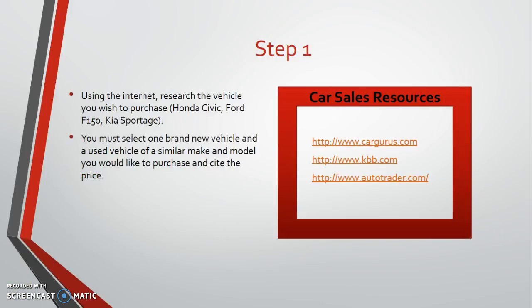Alright, step 1. Using the internet, research the vehicle you wish to purchase. You must select one brand new vehicle and one used vehicle of a similar make and model that you would like to purchase and cite the price. I have provided a few links to get you started with your car search. You can also go directly to the dealership's website for new vehicles and design your ideal vehicle with all the options.